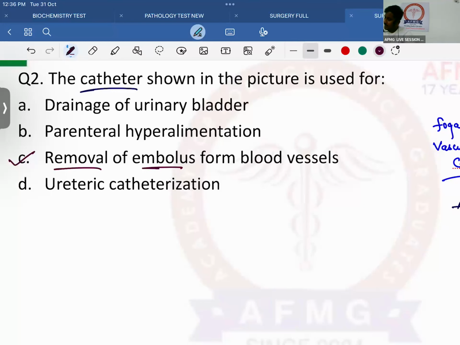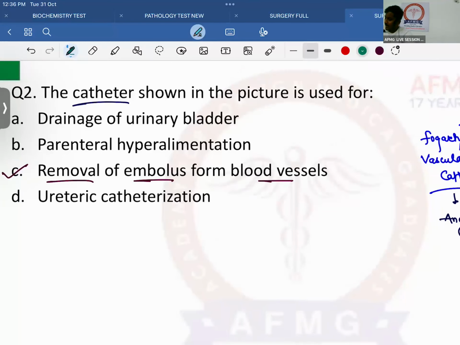Drainage of urinary bladder is done by Foley's catheter. And if Foley's is not possible, then we can go for SPC. That is suprapubic catheterization, which is inserted directly from here, from the suprapubic region, beta.